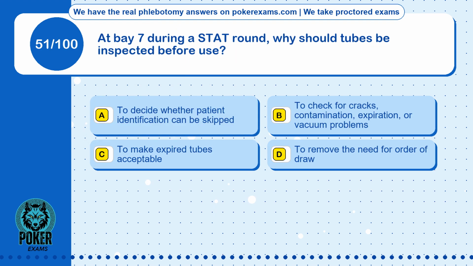Question 51. At Bay 7 during a stat round, why should tubes be inspected before use? Option A. To decide whether patient identification can be skipped. Option B. To check for cracks, contamination, expiration, or vacuum problems. Option C. To make expired tubes acceptable. Option D. To remove the need for order of draw.